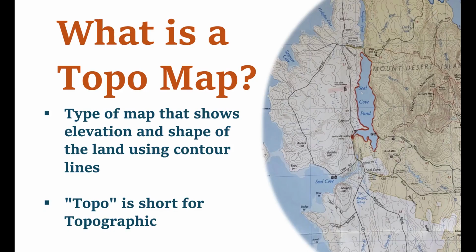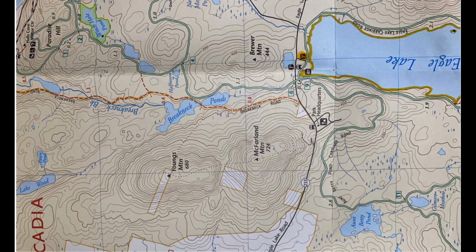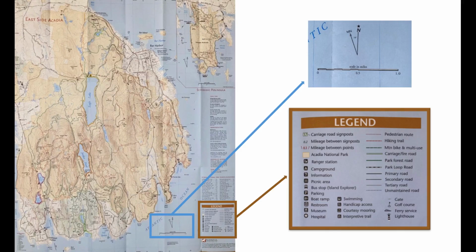So what is a topo map? Well, it's basically a type of map that shows you the elevation and sort of shape of the land using contour lines. If you've ever been hiking, you've probably seen a map that looks like this, and this is a topo map. The first thing you should do is locate the legend, and this is just going to tell you what the different colors mean, what the different lines mean. Somewhere near there should also be something that points you in the direction of north, which is important.